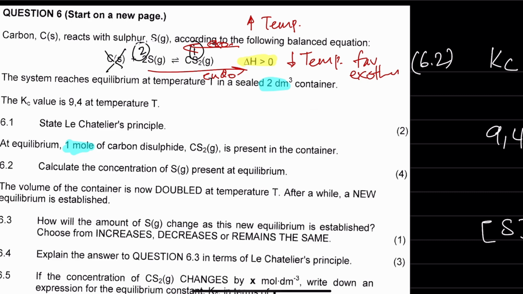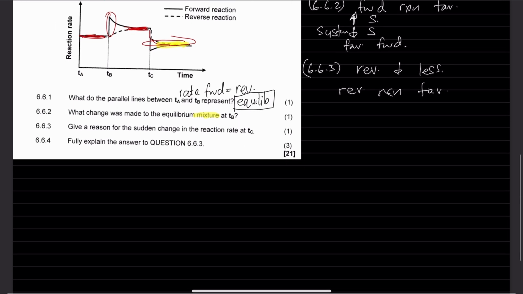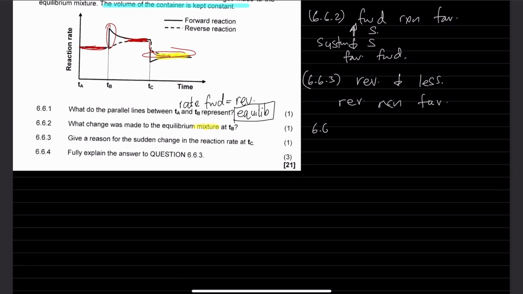So that directly matches up with what we find in our graph. So the answer to this question, 6.6.4, is that the temperature decreased. And why would this be a valid reason? Because a decrease in temperature favors the exothermic reaction. The reverse reaction is exothermic. That means the reverse was favored.